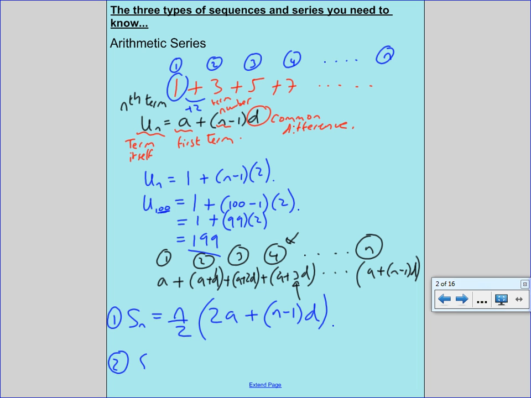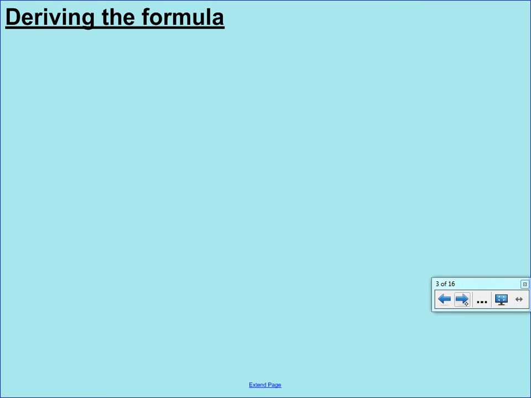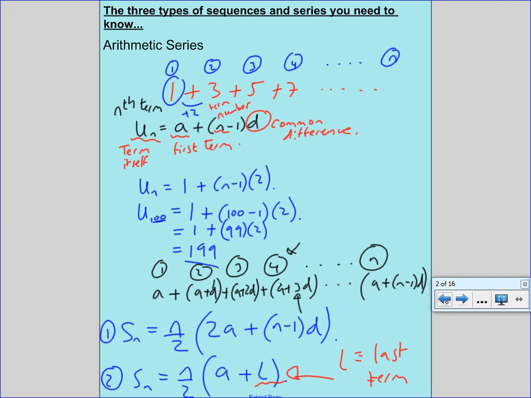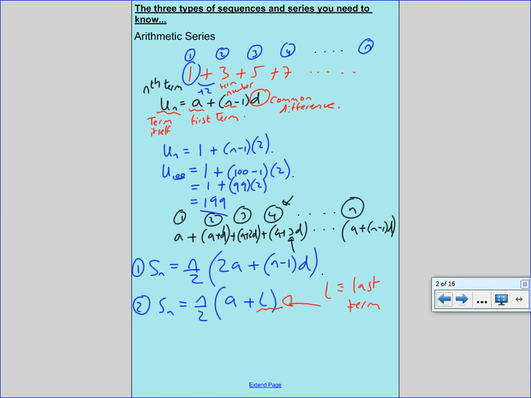The second version, which is exactly the same thing, is n over 2 times (a plus l), where l, this is not capital L like in the recurrence relation, is completely separate. It's a small l for a start, and l means the last term. Okay? I'm going to prove to you on the next slide how we derive those formulae, because they're important. But actually let's use this in front of us.